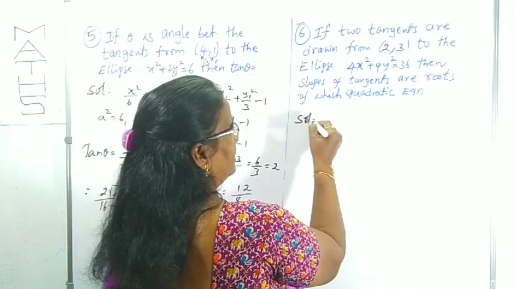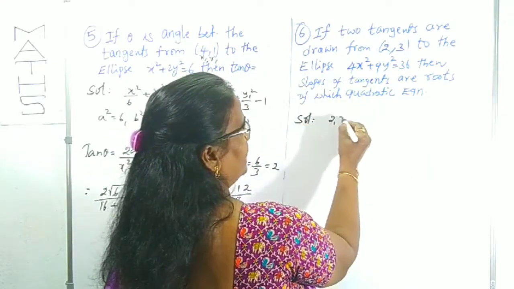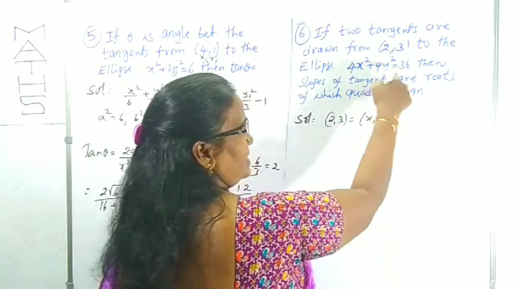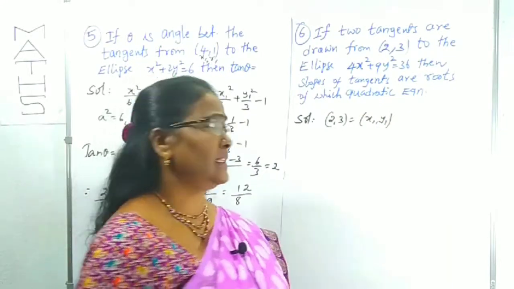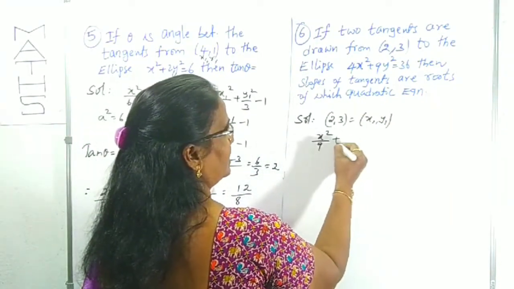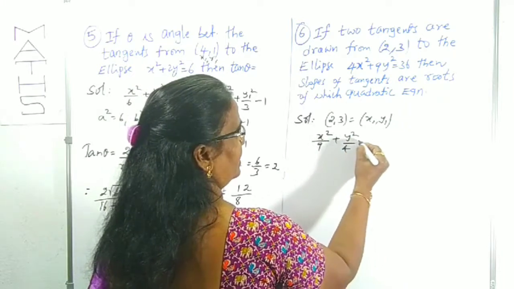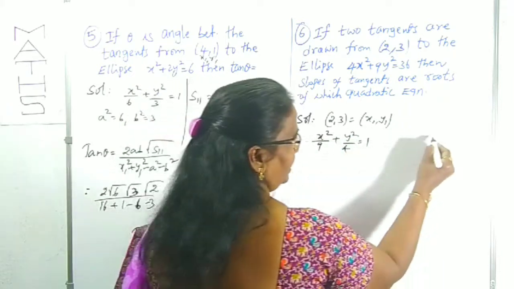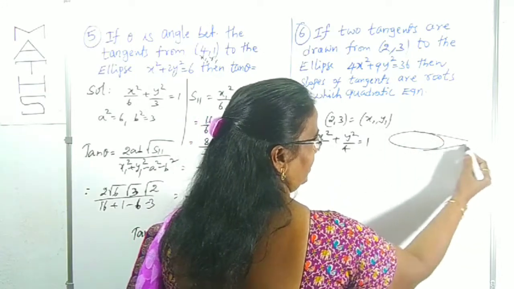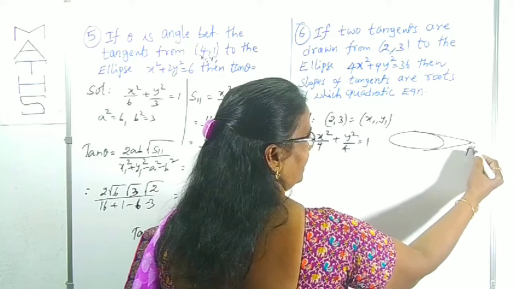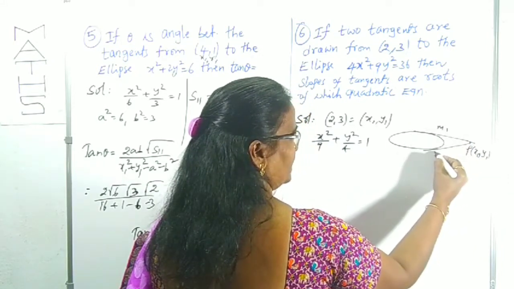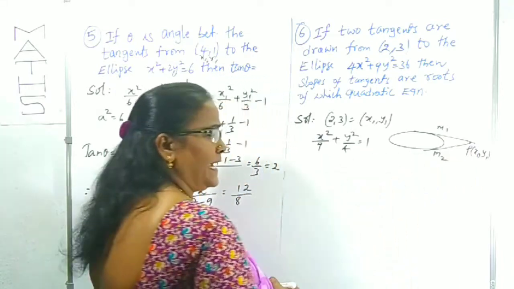Simply, we can take the given point (2, 3) as some (x1, y1). This is to be reduced into standard form. You have to divide by 36. It becomes x square by 9 plus y square by 4 is equal to 1, right? You know that clearly, this is an ellipse, and from the point we can draw two tangents. If we take these slopes, one tangent slope is m1, another tangent slope is m2.